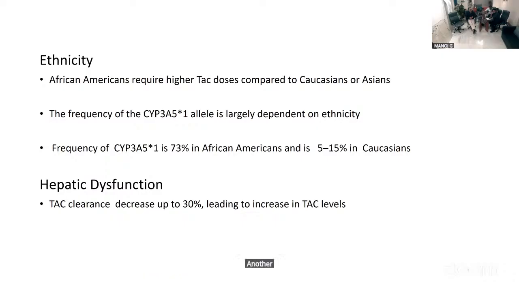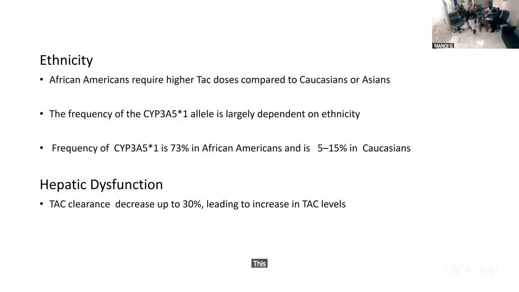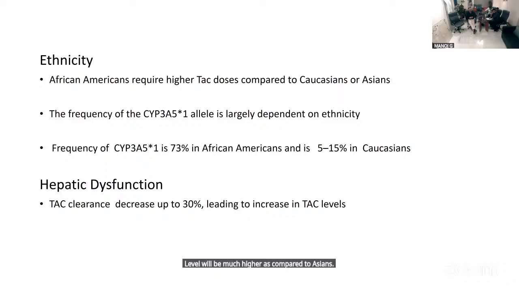Another factor is ethnicity. Africans and Americans require a higher tacrolimus dose as compared to Asians or Indians. This is because the frequency of CYP3A5*1 is 73%. That means CYP3A5*1 is a fast metabolizer. So the dose of tacrolimus required to reach a certain level will be much higher as compared to Asians. Next is hepatic dysfunction. Tacrolimus clearance reduces up to 30% in hepatic dysfunction, and this can lead to raised tacrolimus levels.